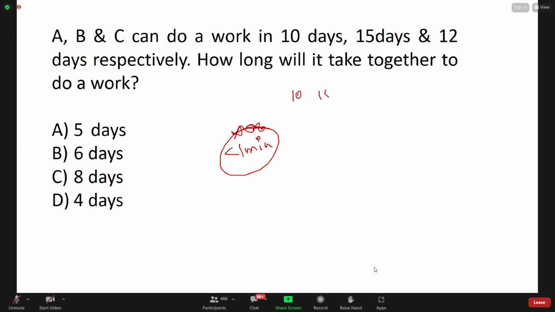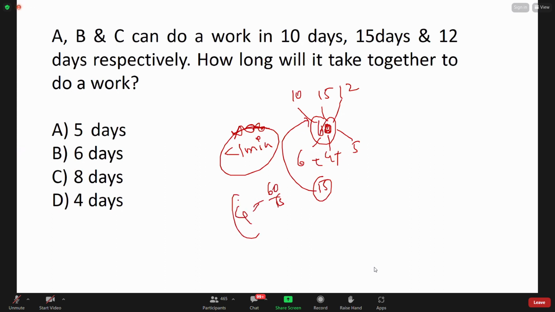10, 15, 12. You have 10, 15, 12. You can do the efficiency. Let's not complicate anything. Let's just take 60. Let's say 6, 4, 5, 15, 15, 60. 60 by 15, 4. Good. Very good. Sakshi, would you mind checking your answer? You've already changed it? Very good. 4 and 3, would you mind checking your answer? Very good.